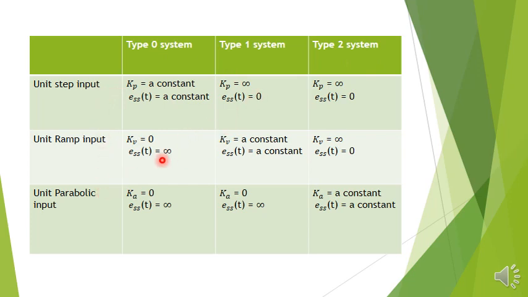For some, it is a fixed one. The steady state error is either 0 or infinity. But for these diagonal elements, type 0 with unit step, type 1 with ramp, and type 2 with parabolic input, it is a constant. So the constant value we need to calculate.